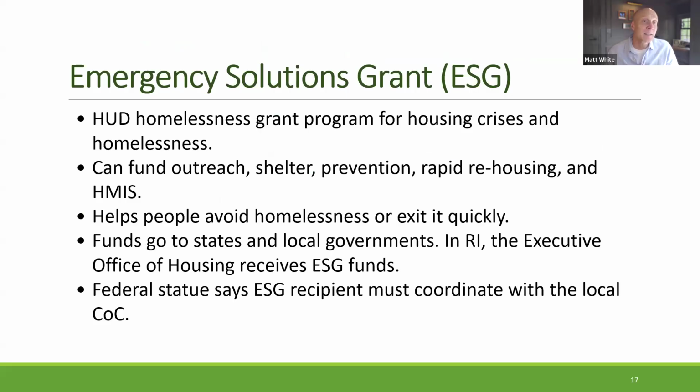The formula is based on a number of different factors related to the population and poverty rates and your housing stock. And each jurisdiction, in this case, the state of Rhode Island, is guaranteed a certain amount of funding. And then the Executive Office of Housing for the state of Rhode Island is making determinations about how those federal resources are then distributed across the state to eligible activities. So they can fund outreach, shelter, prevention activities. They also fund rapid rehousing and then HMIS. And so each one of those different program types might receive ESG or Emergency Solutions Grant funding.